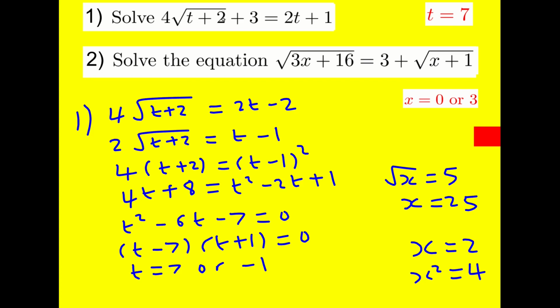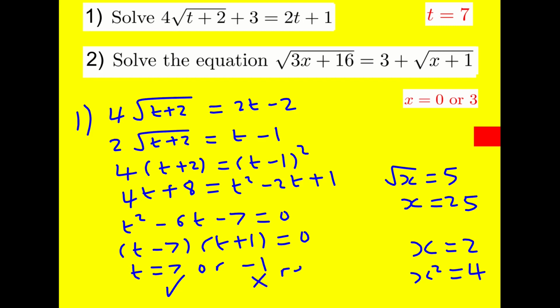7 plus 2 is 9. The square root of 9 is 3. So I get 12 plus 3. I get 15. 2 times 7 is 14 plus 1. I get 15. So this is fine. However, when I do the minus 1, I'm going to get a negative on the right hand side. That's the main issue, and there's no way that I can get a negative on the left hand side. If you substitute it in, it won't work.